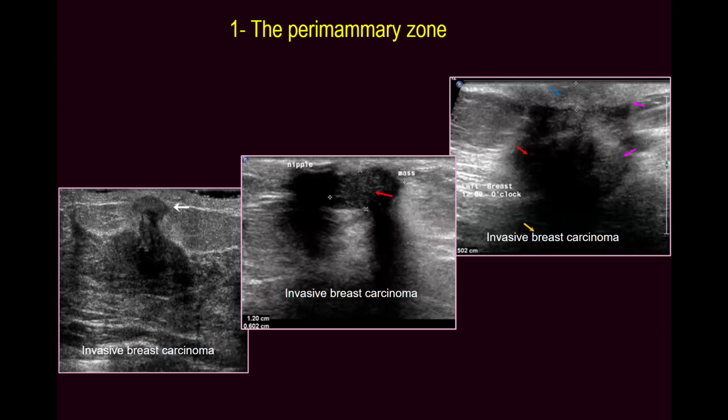Metastasis. Who said metastasis? Islam. You are welcome, Islam. Yes, metastasis is one of the differential diagnoses, but this is a primary lesion.